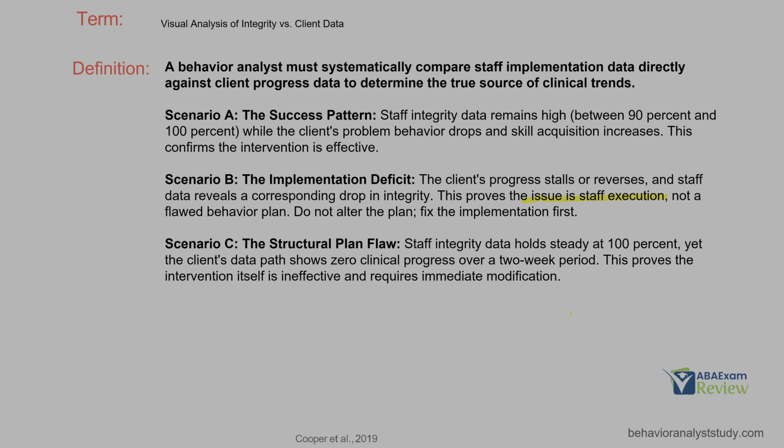And then let's say staff integrity is at 100%. So they're implementing everything perfectly. Yet client is showing no progress. Now we can say, all right, staff are doing what we're telling them to do 100% of the time. No progress. What's going on with my behavior plan?